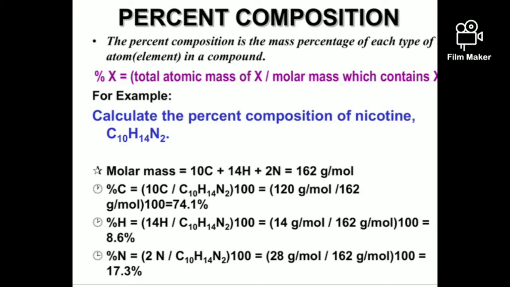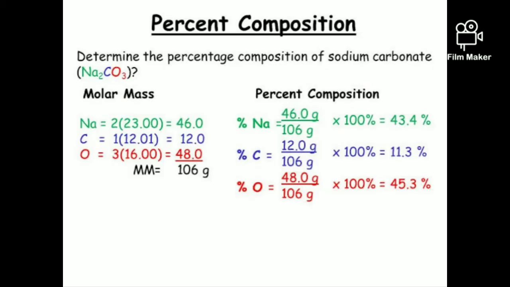Now we have to calculate the percentage of each element. It may be carbon, hydrogen and nitrogen. So what is the percentage of carbon? First of all, number of carbon atoms into molar mass of carbon. So it is 120, that is divided by the total molecular mass 162 into 100. The percentage comes here. Same for hydrogen, number of atoms into molar mass divided by total molar mass. So we can calculate the different percentage of different elements.